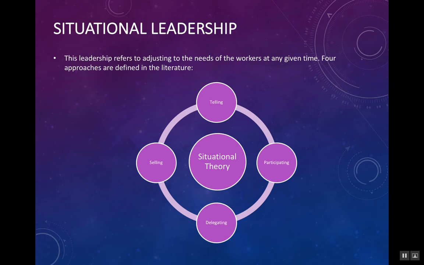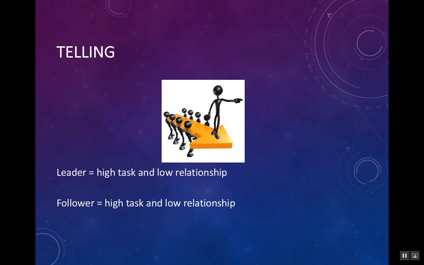Now we are going to speak about situational leadership. This leadership style refers to adjusting to the needs of the workers at any given time. We're also going to talk about 4 approaches that are defined in the literature, being telling, participating, delegating, and selling. The situational leadership theory is based on the fact that the leader is engaged to change what is happening.